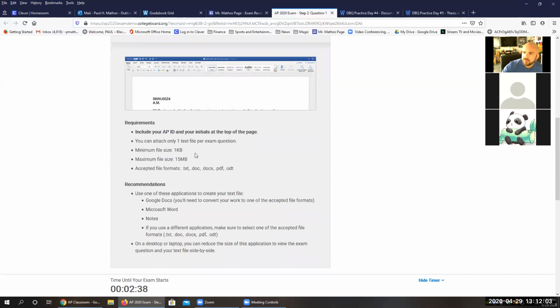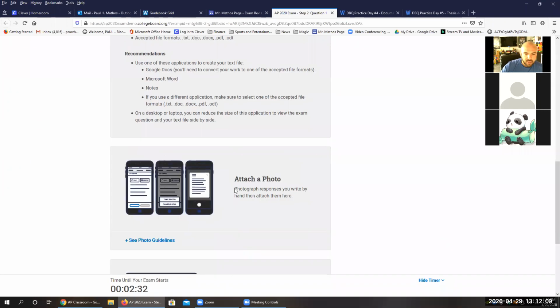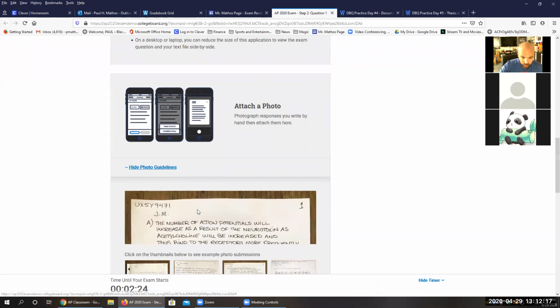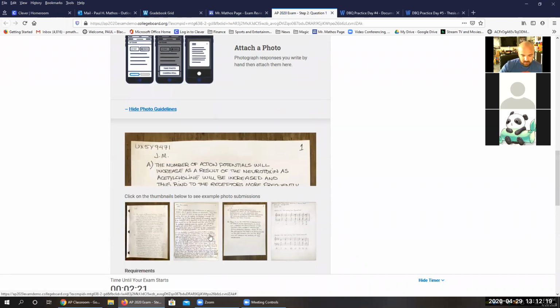Any questions so far? All right. You could attach a photo. So if you want to handwrite this, write it out. But again, see what you need to do for the photo guidelines. Obviously, for some of you that have bad handwriting, don't do this. Don't do it.